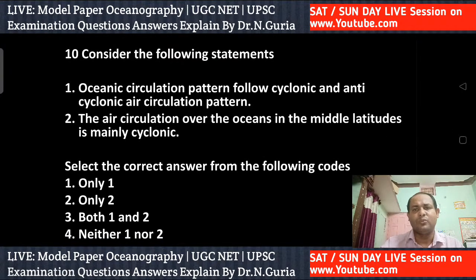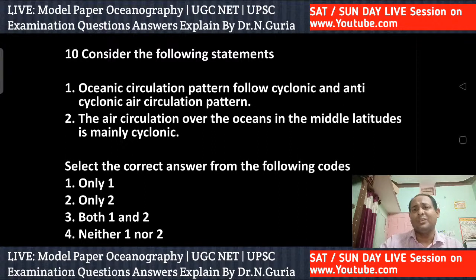Next, another very interesting question for you. Consider the following statements. One: oceanic circulation patterns follow the cyclonic and anticyclonic air circulation patterns. Two: the air circulation over the ocean in the middle latitudes is mainly cyclonic. Select the correct answer from the following codes: only 1, only 2, both 1 and 2, or neither. Basically, I explained this question. The oceanic circulation pattern follows the cyclonic and anticyclonic air circulation pattern. The air circulation over the ocean in the middle latitudes is mainly anticyclonic and more pronounced in the southern hemisphere than in the northern hemisphere.